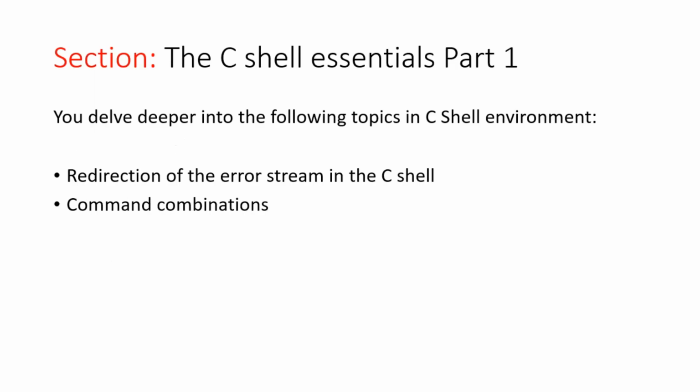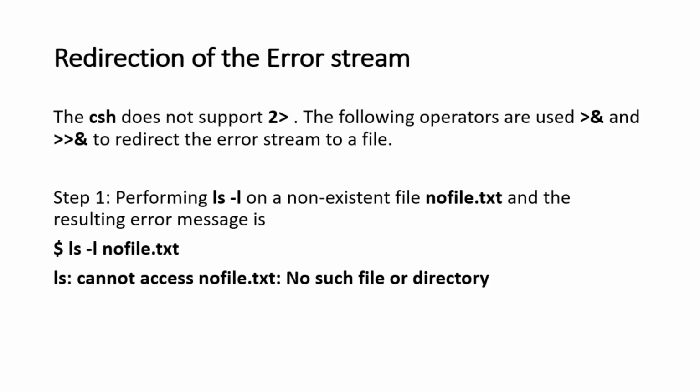Hello folks, welcome to the section The C Shell Essentials Part 1. In this section you learn about redirection of the error stream in the C shell and command combinations. The C shell does not support the standard error stream 2 greater than sign. Remember that 2 greater than sign is supported on the bash shell. Instead, errors are redirected on the C shell using greater than ampersand sign.